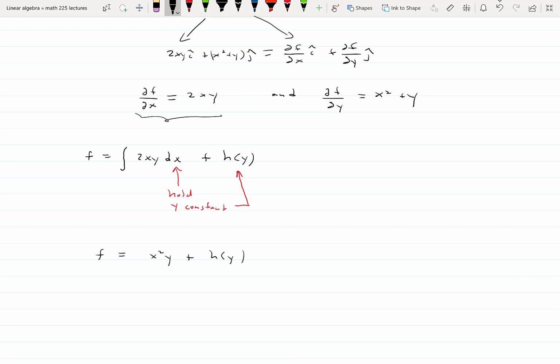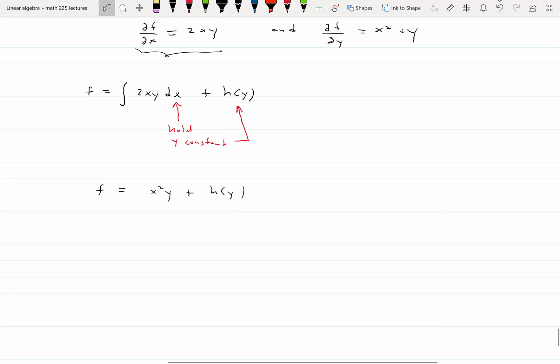If you integrate with respect to y, then any function of x would be constant. Okay. So now I'm going to use something that I haven't used yet. I haven't used the fact that I also have the partial of f with respect to y. So now I'm going to take the function I just found, and take a partial derivative, not with respect to x, but with respect to y now.